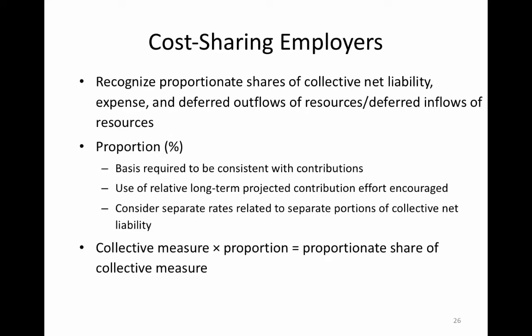So once they know what their percentage or proportion is, they will then take the collective net pension or net OPEB liability for the entire plan, multiply it by their percentage, and that's how much that employer is going to report as their liability, their expense, and their deferrals in their own financial statements.